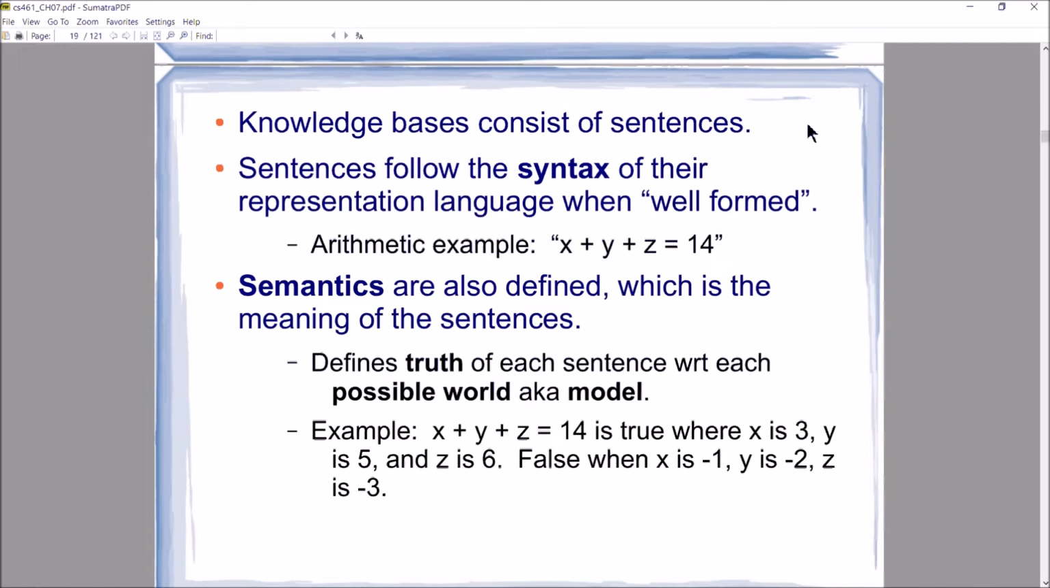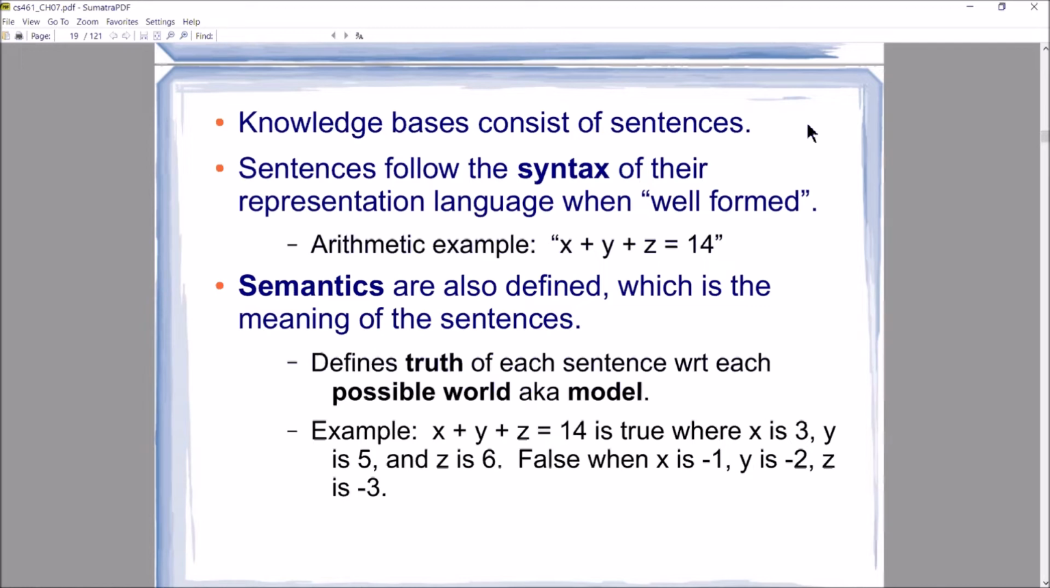So it is true that x plus y plus z equals 14 when x is 0, y is 1, and z is 13. It is true in another possible world, another possible assignment of values to variables, that x plus y plus z is 14 when x is 3, y is 5, and z is 6.